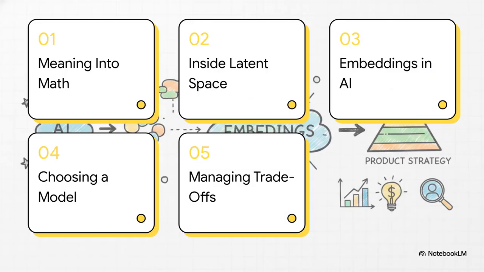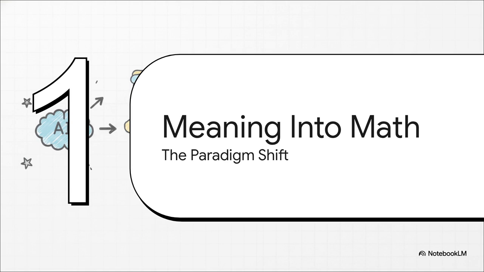So here's our roadmap for today. First, turning meaning into math. Second, we'll go inside the latent space. Third, embeddings in AI products. Fourth, choosing an embedding model. And finally, managing the trade-offs in production. Let's start with section 1, turning meaning into math, and the paradigm shift in data retrieval.